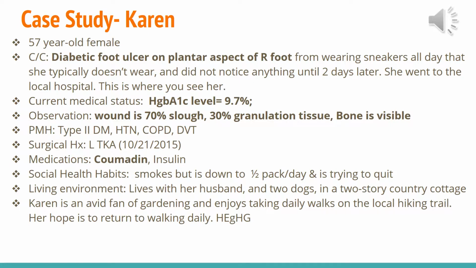visible. So her past medical history shows she has type 2 diabetes, hypertension, COPD, and has had a DVT in the past. When taking a look at the medications, you can see she's on Coumadin and insulin, so we really want to make sure that we minimize the risk of excessive bleeding. Social habits, she smokes, but she's down to about half a pack a day, and living environments with her husband, and we'll highlight these features in the next slide.